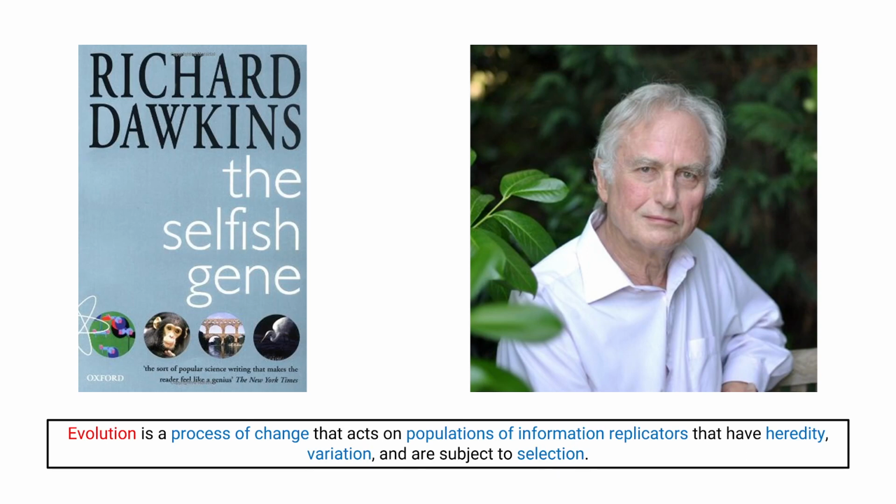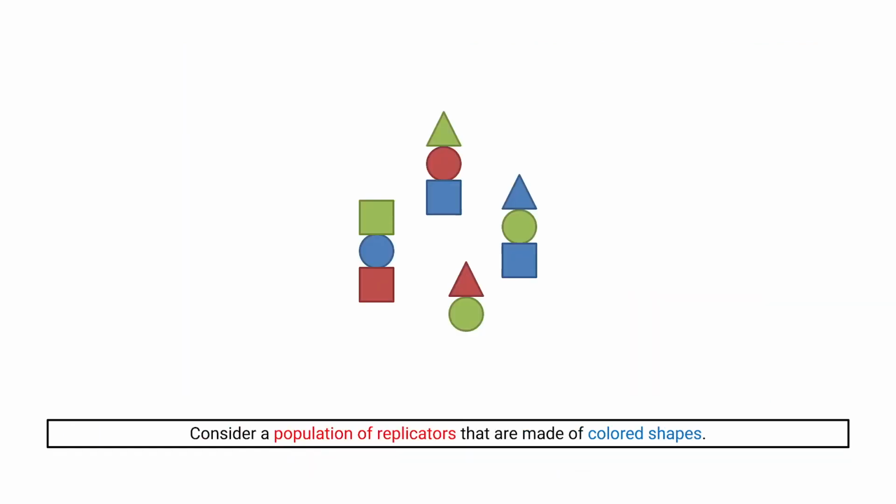And he says that this is the process that is in play in biology. All around us in biology are populations of information replicators, and he argues that they have these three properties. Let's take a chance to look at this idea in a little more detail.